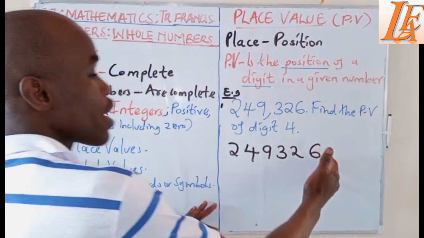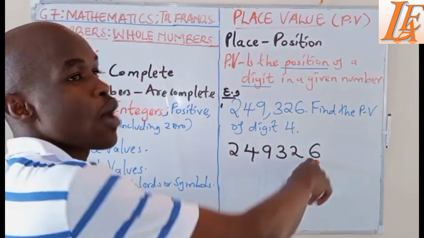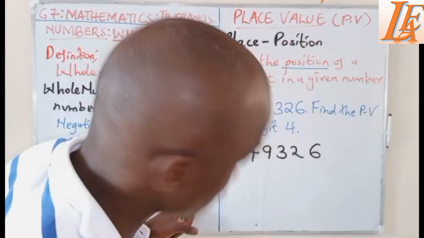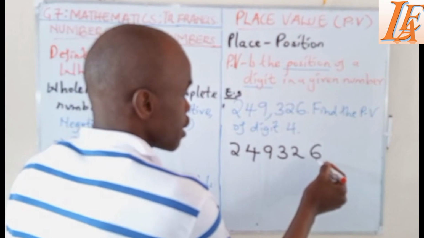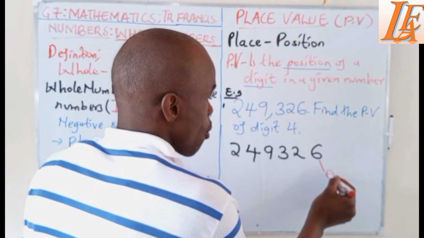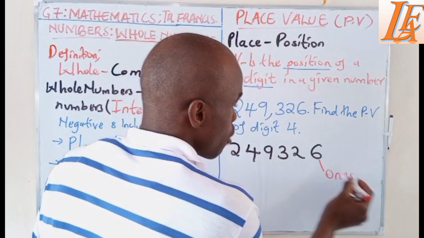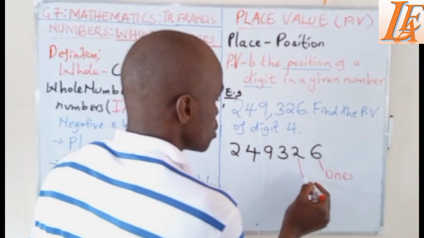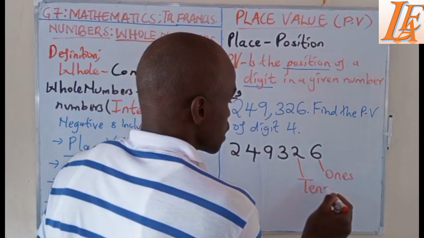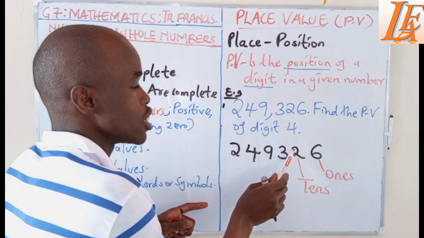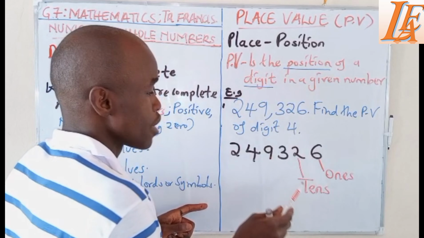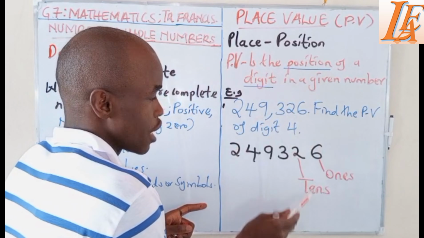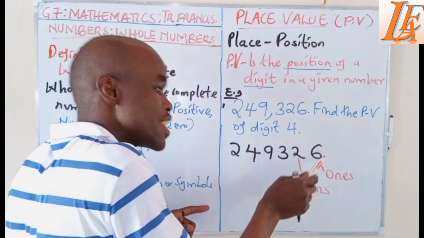On the right, the first position is the position of ones. For it to be a place value, we add the letter S. So the last digit here, 6, is in the position of ones. Therefore, the place value of digit 6 is ones, from the word one. Then we come to tens. This digit 2 is in the place value of tens, from the word ten. Therefore, 6 times 1 is 6, and 2 times 10 is 20. This is why this is read 26.